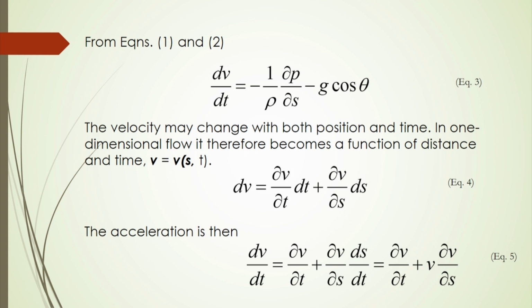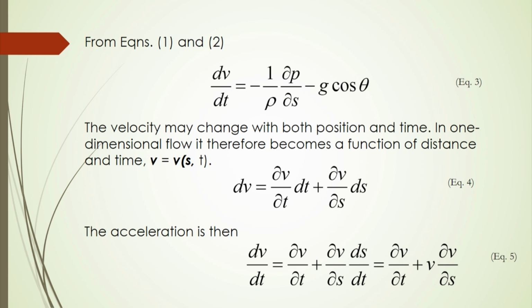Now, from this equation, the acceleration is equal to the pressure gradient per unit density, minus the gravitational acceleration component opposite to the direction of the flow stream, represented as g cos theta. And the velocity may change with both position and time. So, in a non-uniform flow, it therefore becomes a function of distance and time also.